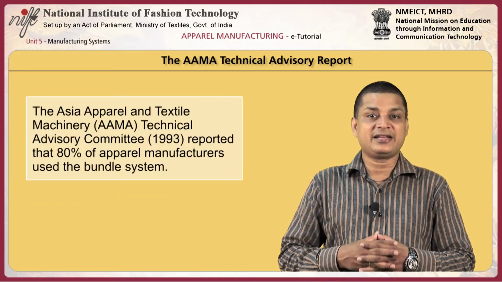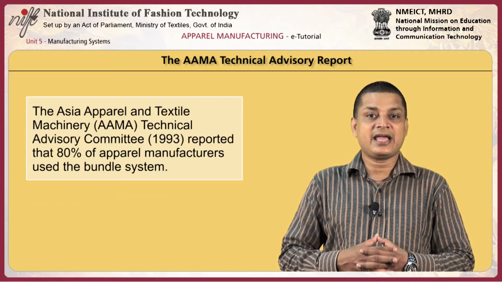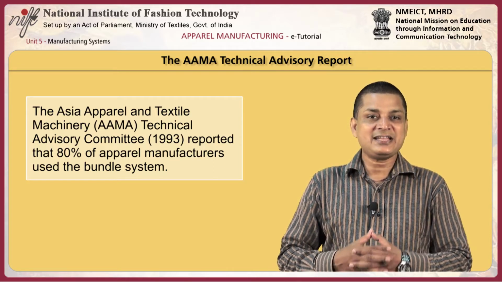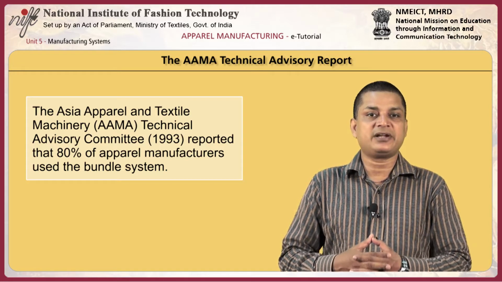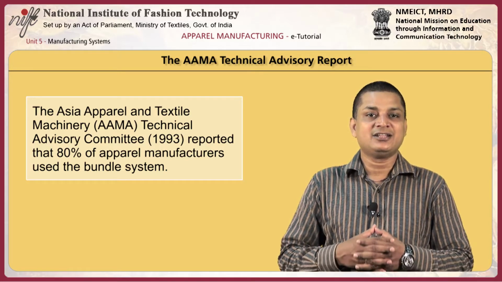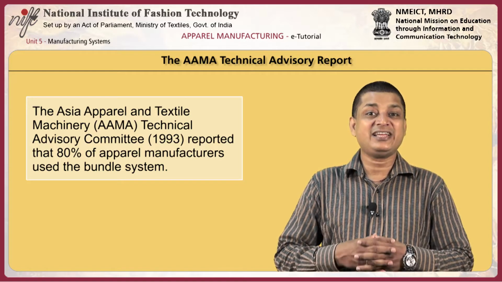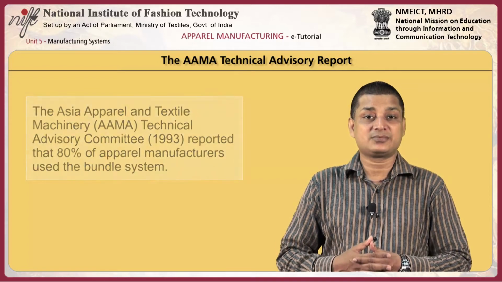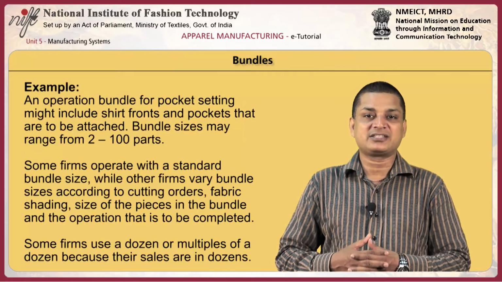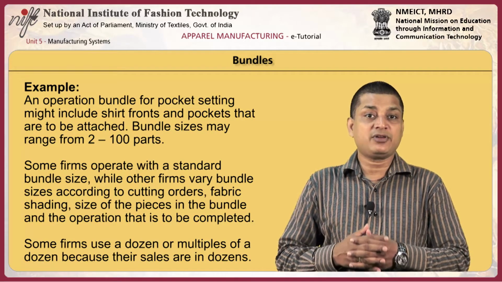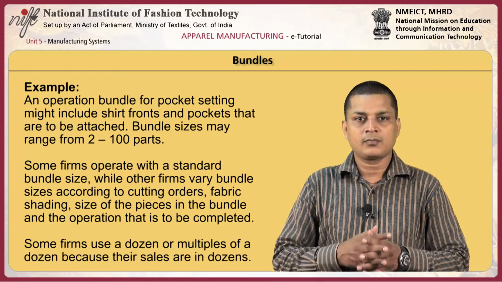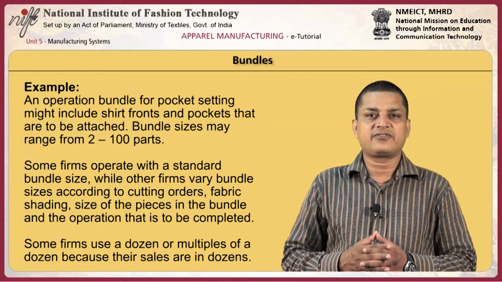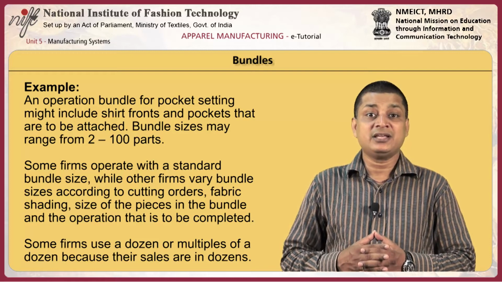The Apparel and Textile Machinery AAMA Technical Advisory Committee in 1993 reported that 80% of apparel manufacturers use the bundle system. They also predicted that the use of bundle systems would decrease as firms seek more flexibility in their production systems. Bundles consist of garment parts needed to complete a specific operation or garment component. For example, an operation bundle for pocket setting might include shirt front and pocket that are to be attached.